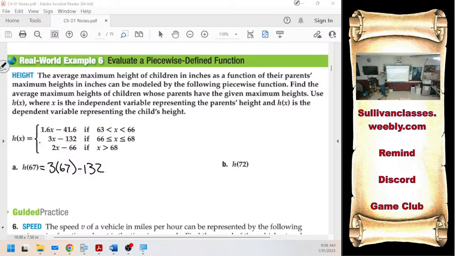Okay. 3 times 67, what's that? 180, 201. Insert sophomoric reference here. What about 72? Plug it into the last one. 72 is bigger than 68. So I'm going to plug that into 2 times 72 minus 66, which is 144 minus 66, which is 78.